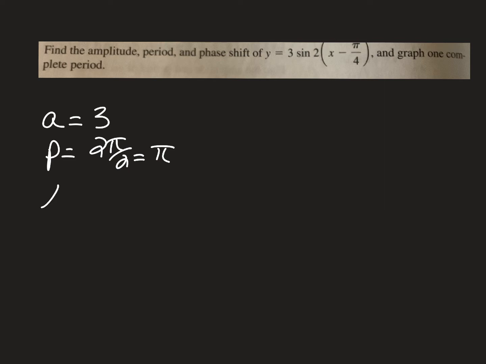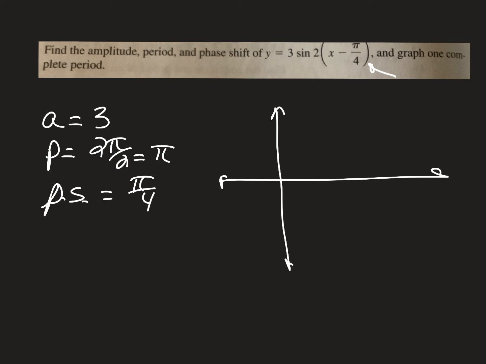My phase shift, I'm going to put PS for phase shift. I hope you get that there. It's going to shift right, pi over 4. So I'm just going to put it's going to be pi over 4 to the right. Phase shift basically means where you're going to start your graph. You're going to start the graph at pi over 4. So I'm going to put pi over 4 here. That's like my new 0.